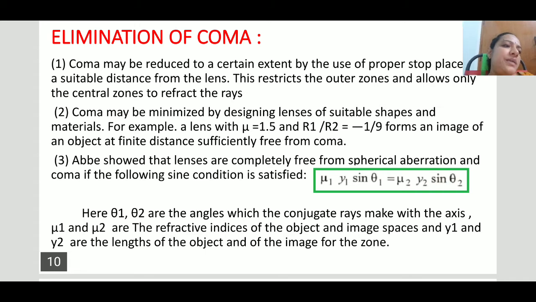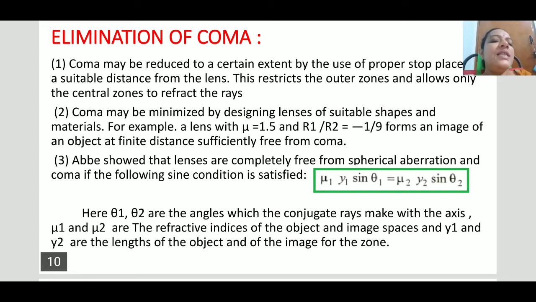As a first step, we have to stop some rays which are incident from different zones. Only then do the rays incident on only one zone meet at one point, so that we get a clear image, but that is not fully possible. So coma may be reduced to a certain extent by the use of a proper stop placed at a suitable distance from the lens. This restricts the outer zones and allows only the central zones to refract the rays.